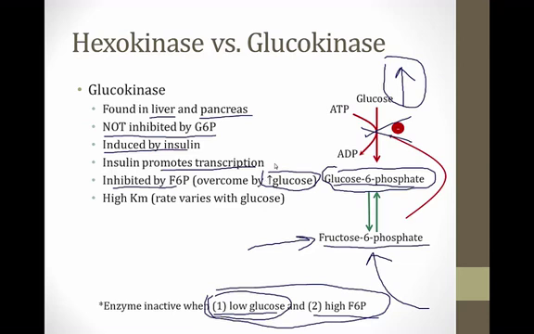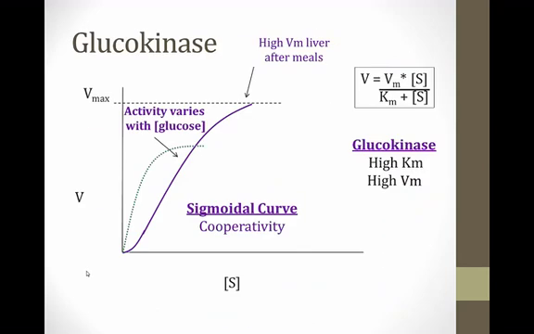Another important difference between hexokinase and glucokinase has to do with the enzyme's kinetics. Glucokinase has a high Km, and this means that its rate varies with the concentration of glucose. So let's review the enzyme kinetics of glucokinase. It has a relatively high Km. This means it takes a high level of substrate concentration, a high level of glucose, in order for the Km to become irrelevant and for this equation to reduce to V equals Vmax. This means it takes a lot of glucose before glucokinase will reach its Vmax.